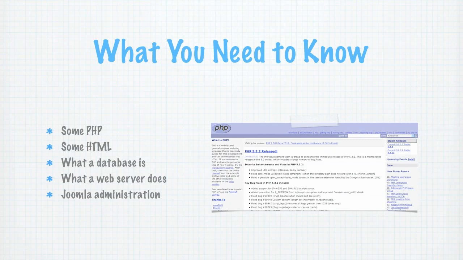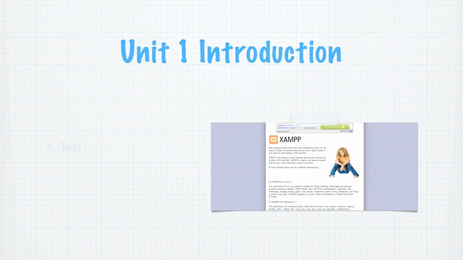So with that out of the way, let's look at the roadmap for the Joomla Developer course. This course is divided into several units, and Unit 1 is about easing you into the development groove. We're going to look at the tools you're going to need for this course, we're going to look at the coding styles, and we're going to look at some of the steps to take to set your Joomla site up for development.